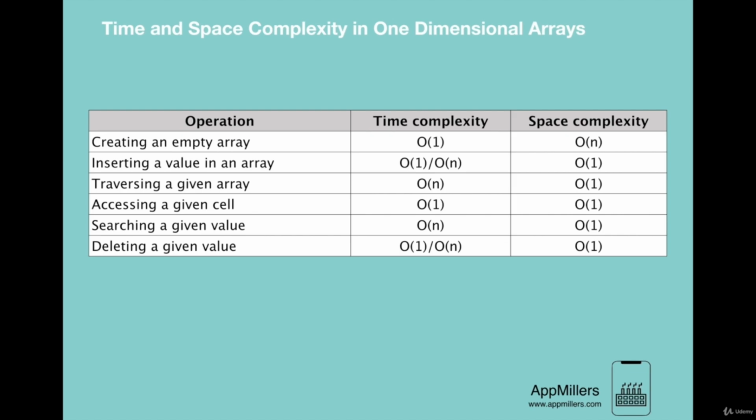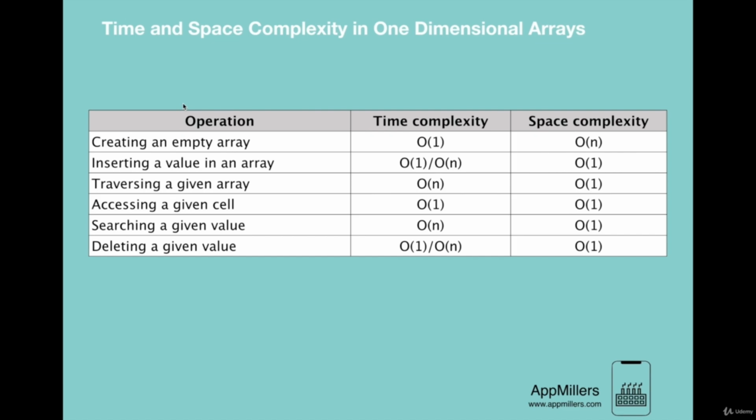Then the next operation is accessing a given element. So accessing a given element of an array takes O(1) time complexity, because in this way arrays are the most efficient data structure, because by using their index we can identify the address of the given cell and directly access this cell without looping or searching for it. And the space complexity, one more time, for accessing a given cell will be constant, because here again we don't need any extra space to perform this operation.